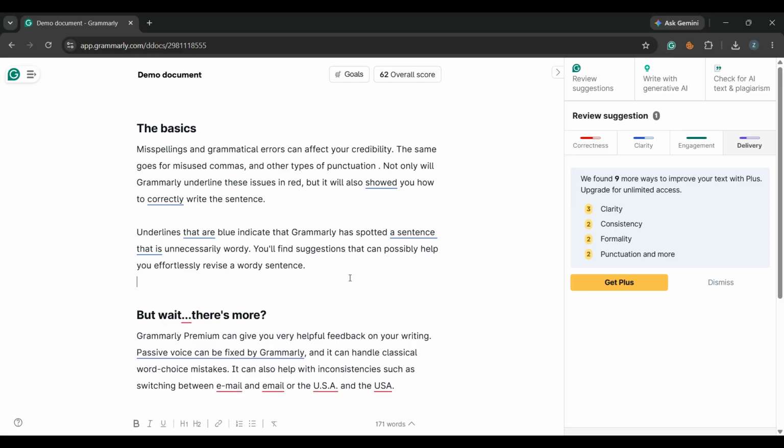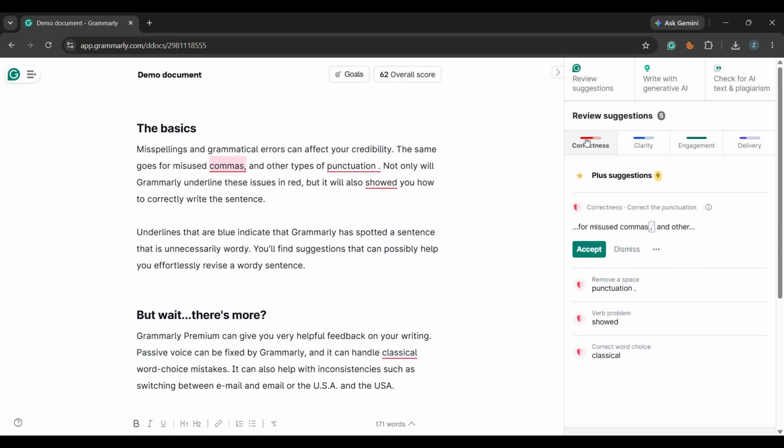So, to summarize it simply, red means correctness, blue means clarity, green means engagement, and purple means delivery. Once you learn these 4 colors, Grammarly becomes much easier to understand, and you can make better writing decisions much faster.